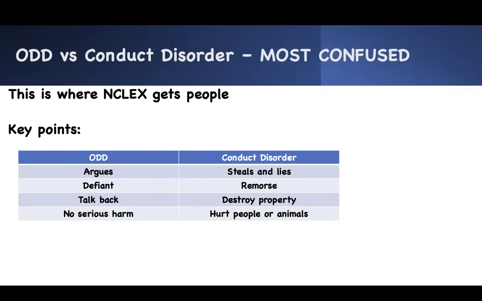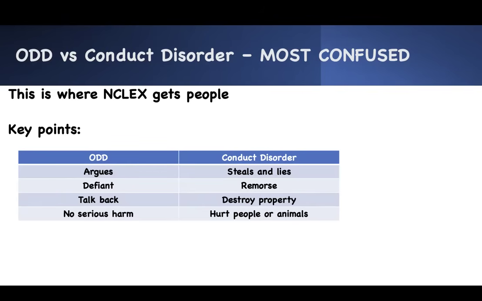Compared to conduct disorder, I'm going to steal your things. I'm going to kill your animal. I'm going to destroy your property, and I'm going to hurt you. You see the difference? One argues, one takes action. And therefore, conduct disorder leads to what? Antisocial disorder. That's what I want you to take from this slide.